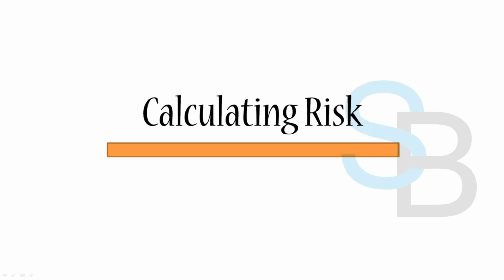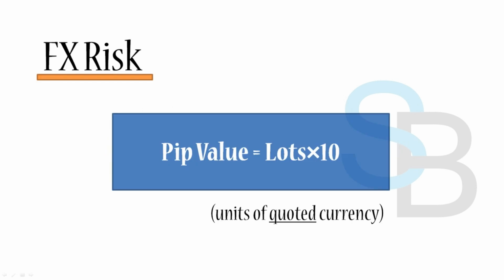Calculating risk. This tutorial flows on directly from the previous one, and if you skipped the mathematics at the end of the previous tutorial, not a worry, because right now I will show you the result that we got in the previous tutorial and we'll pick up from there. The result that we got was that pip value is always equal to lots times 10 and is measured in units of quoted currency.